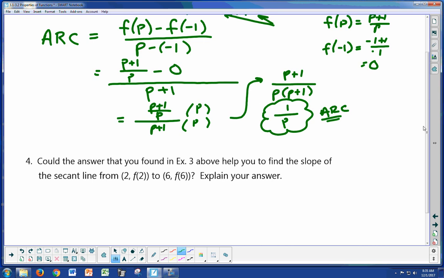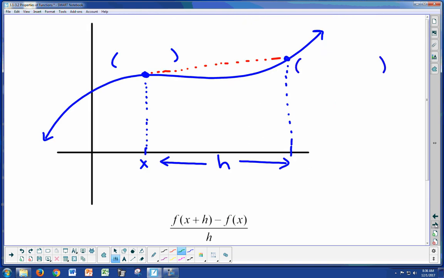Could the answer that you found in exercise 3 above help you to find the slope of the secant line right here? And the answer is no. And that's because neither of these points matches our tethered point. We would need negative 1, f of negative 1 must be used. So I'm just going to write must be used because we need to have that tethered point. You can't do this formula here. You can't use that answer for numbers like 2 and 6. All right. So that takes care of the average rate of change problems.